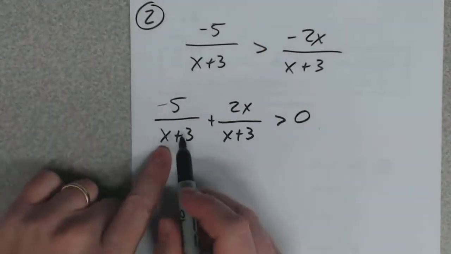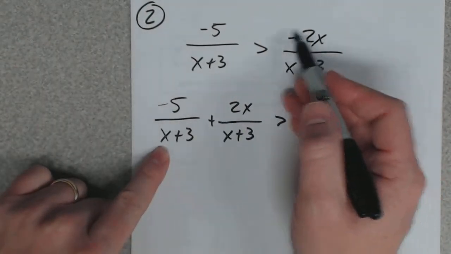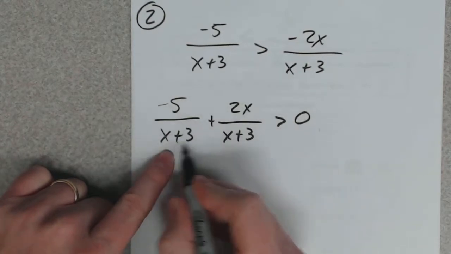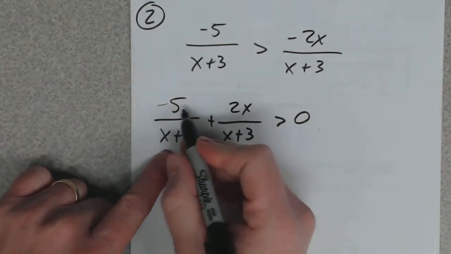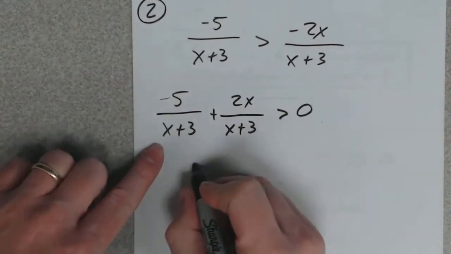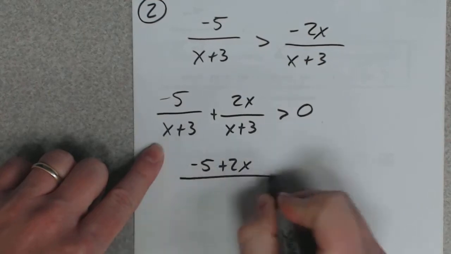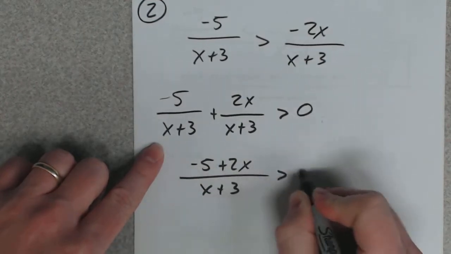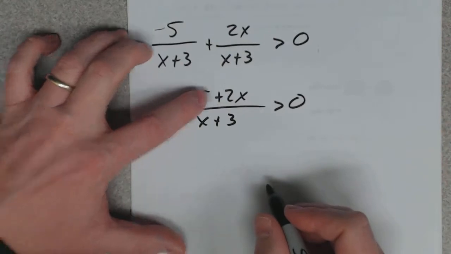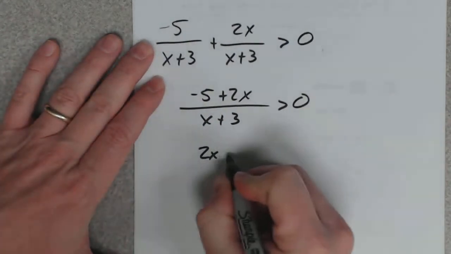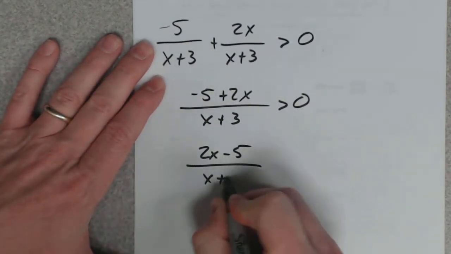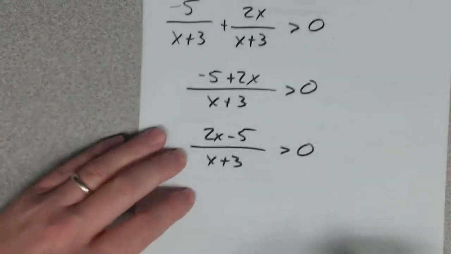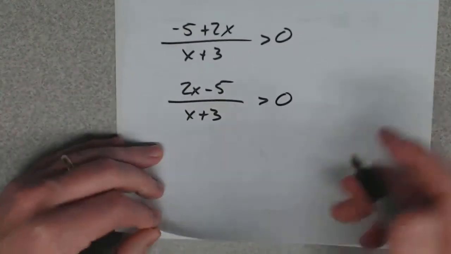Excuse me. So if I move it over, it's not negative, it's now positive. Well, if you had the same denominator, all you do is add the numerators. So -5 plus 2x over x plus 3 is greater than 0. Some people don't like to look at it where the x is over here, so I'm going to rewrite it as 2x minus 5 over x plus 3. It's just a matter of choice. I like it like that better, though.